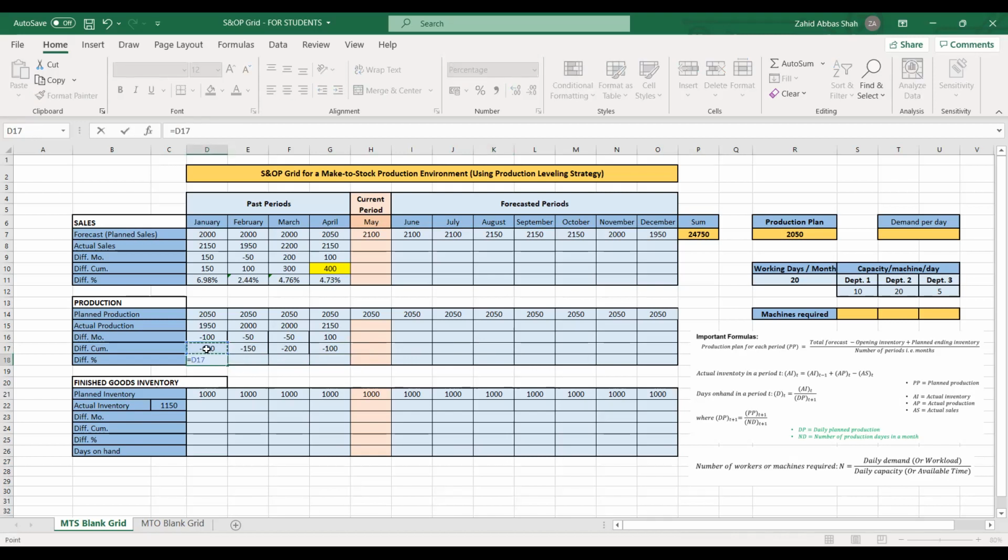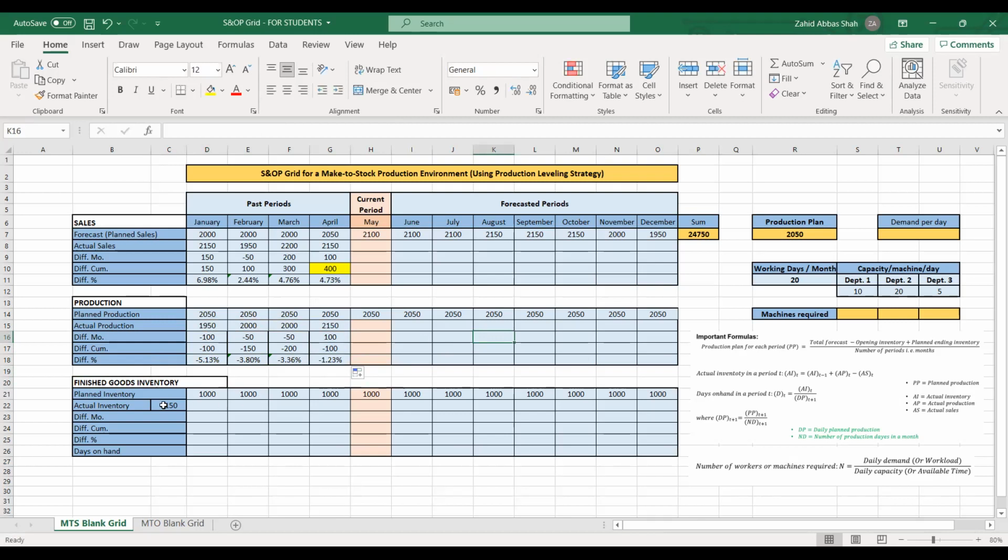So this cumulative difference divided by sum of actual production. So again, we can fix the first cell. So the cumulative difference of January divided by the actual production of January, minus 5.13%. And we can drag. So for example, this one is equal to cumulative difference till April divided by the sum of actual production till April.